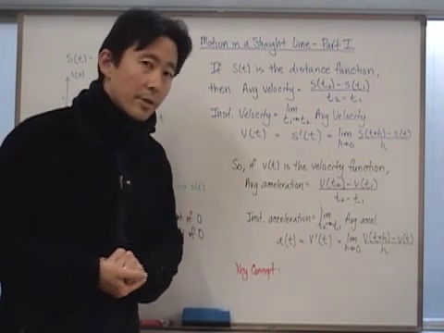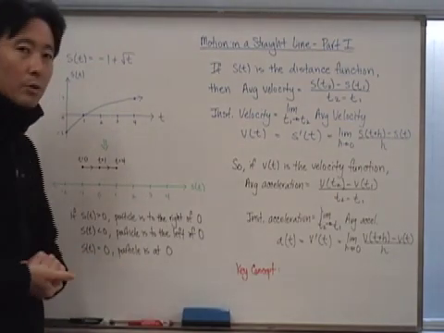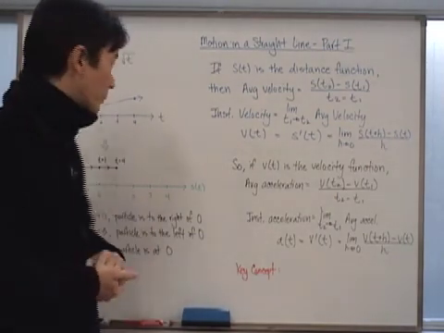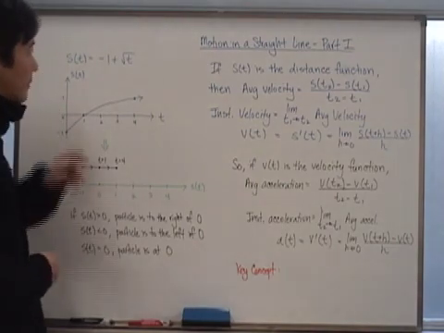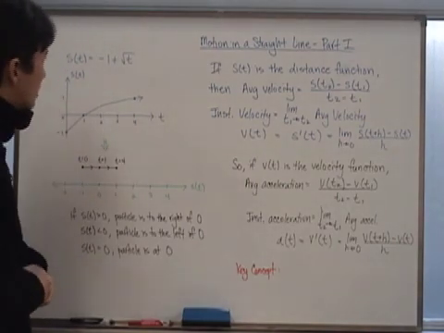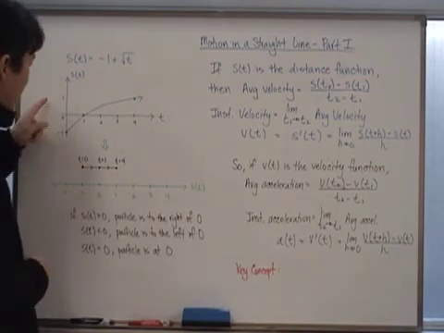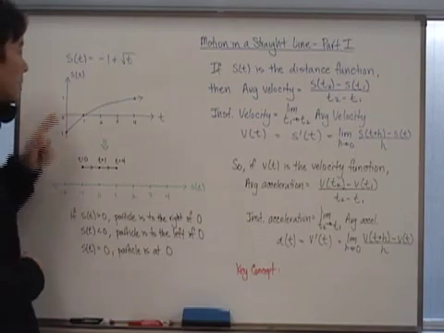So let's start off with the first thing, and that's how to create what is called a motion graph. Now what we had before, and we've already dealt with this graph here, we have the distance function, which is -1 plus the square root of t. And we know that this is the function that it represents.